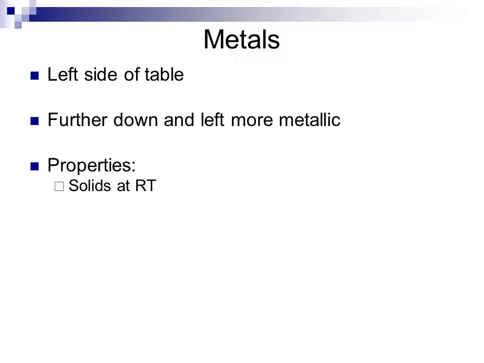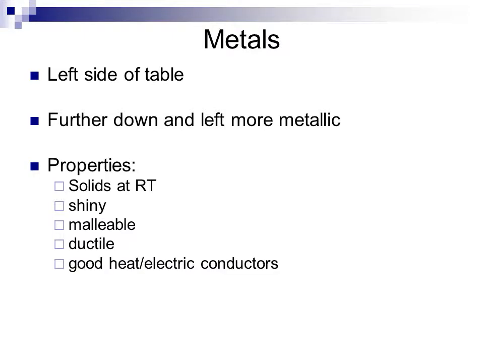The properties of metals are that they are solids at room temperature with the exception of mercury. They tend to be shiny and malleable, which means that they can be bent or hammered out into sheets. They tend to be ductile, which means that they can be drawn out into thin wires, which is what makes things like copper so good for transmission of electrical signals through conductance through a long wire that can be drawn out. And they are good heat and electrical conductors.